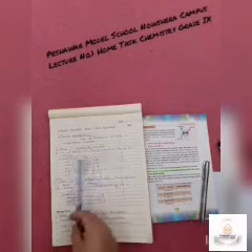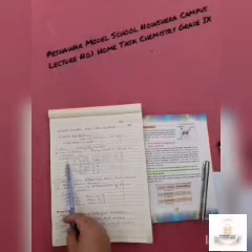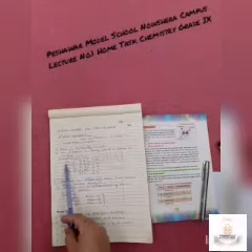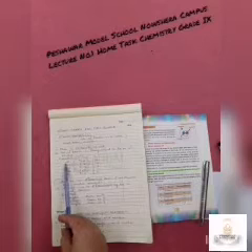Let's take an example. First is hydrogen. This is the symbol of hydrogen, and one is the atomic number. Atomic number is always written at the bottom of an element.